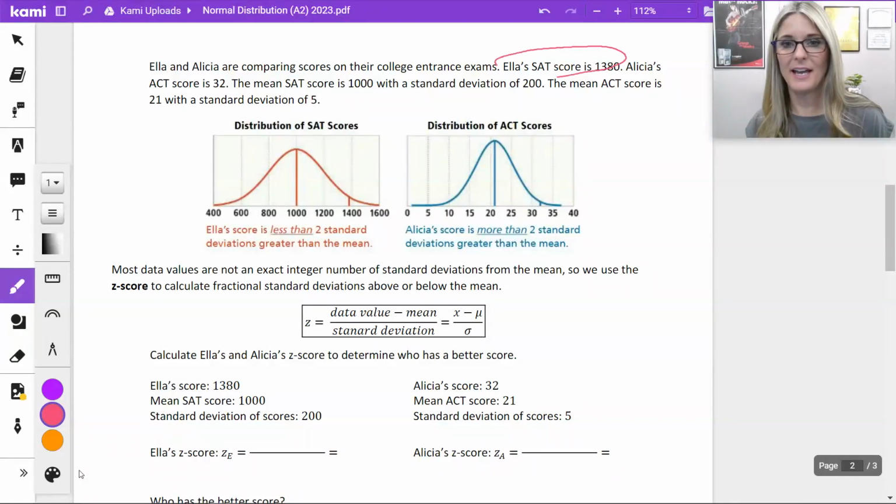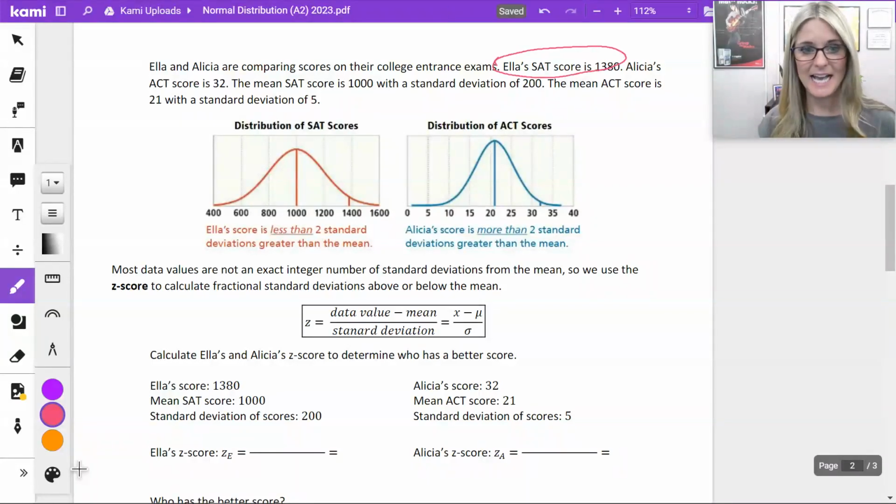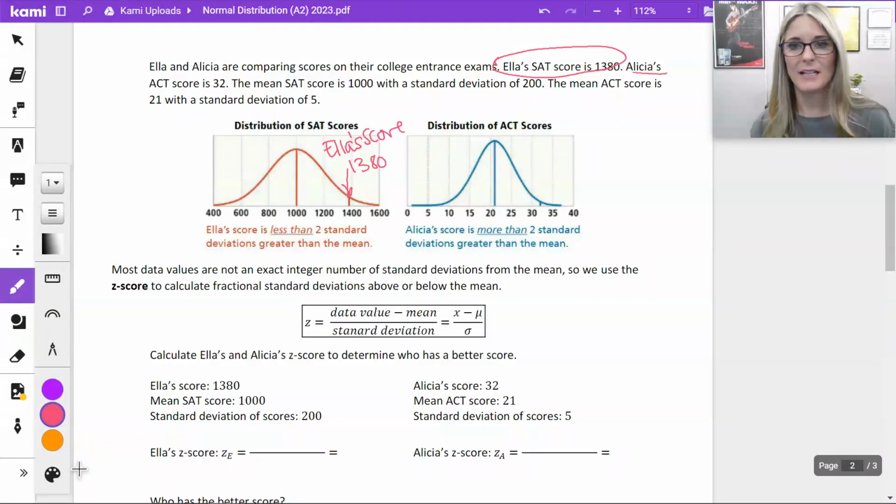So let's just look here. We had Ella's 1380, and that is what is represented right here. This is Ella's score, 1380. And then Alicia's score was a 32, and that is shown right here. They also indicated in these images those means. So the SAT mean score was the 1,000 population mean. ACT was a 21. So those are those center lines that you see there.